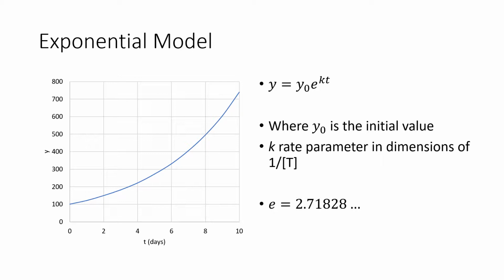All right, so this is the function that describes an exponential model. Y is essentially the variable that you want to understand how it's changing over time. T is the time, the elapsed time. Y sub 0, y naught, is essentially the initial value. And k is a rate constant. It has dimensions of 1 over time.